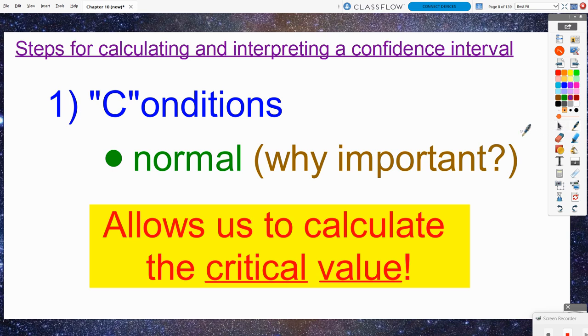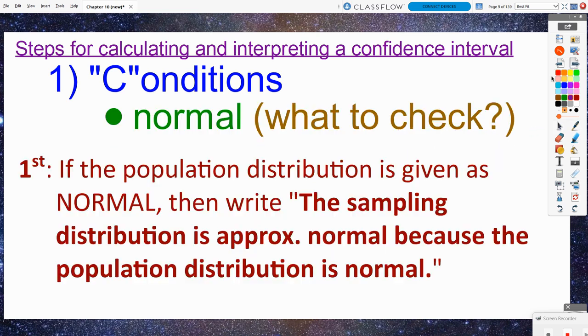We need to verify that the sampling distribution is approximately normal to allow us to calculate the critical value. Now, back in Chapter 8, when we did confidence intervals for proportions, the critical value was a z critical value, and we had to use inverse norm to come up with that critical value. Things are going to be a little different in this chapter with our critical values for means.